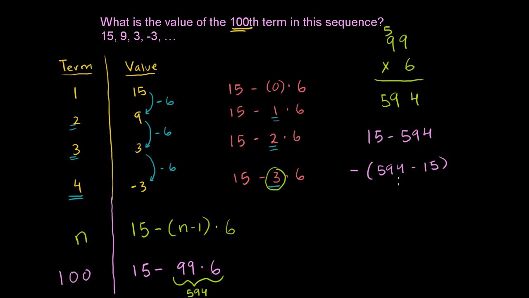We could do this in our head. 594 minus 14 would be 580. And then 580 minus one more would be 579. So that right there is 579. And then we have this negative sign sitting out there. So the 100th term in our sequence will be negative 579.